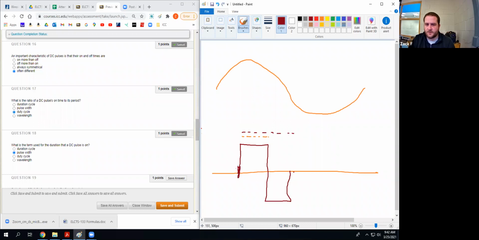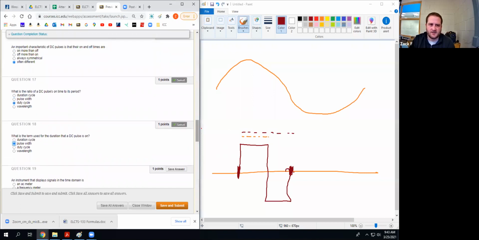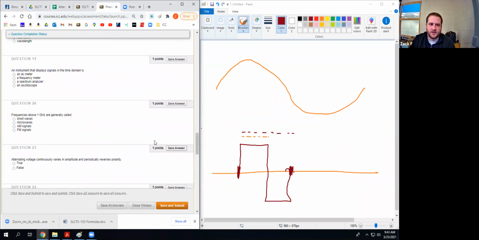Okay, so from point A to point B here, what's that called? The period or the cycle. Yeah, wave cycle. So if this was halfway, the ratio would be 0.5. I don't think you're going to have to do any calculations. Well, we'll see.